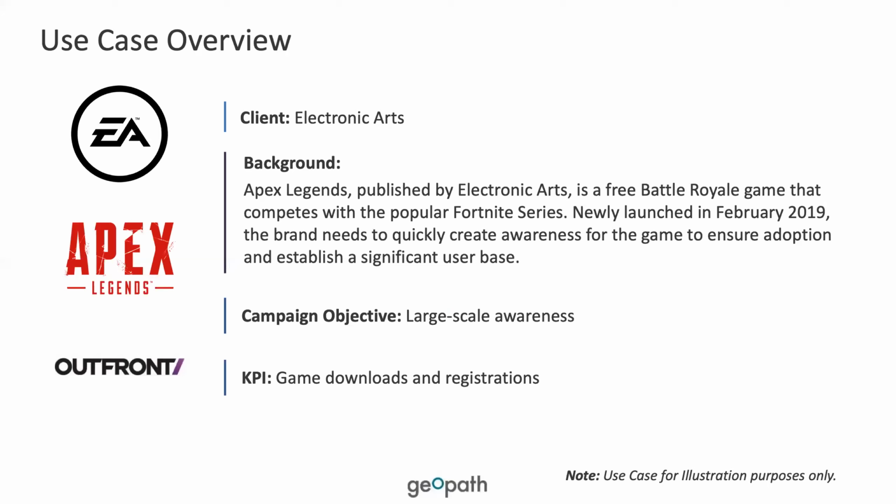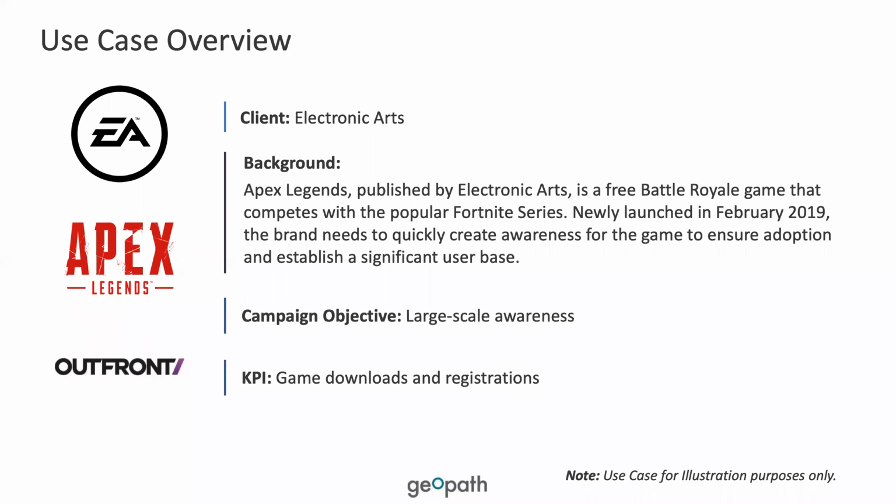And so Electronic Arts is the publisher of the game. There's a different developer, but they're the publisher. They're the ones circulating it, advertising it, et cetera. So the goal, the campaign objective, is large-scale awareness. And they're going to measure that through game downloads and registration. So that's how they're going to determine their success, right? It is the advertising driving people to check out, download the game, and actually register and start playing. Because, again, it needs a big user base to make it more fun.